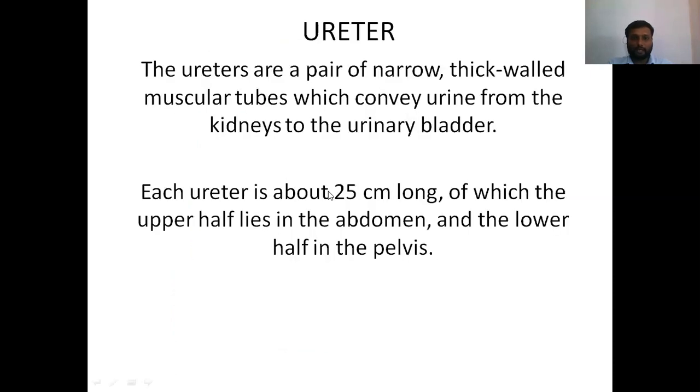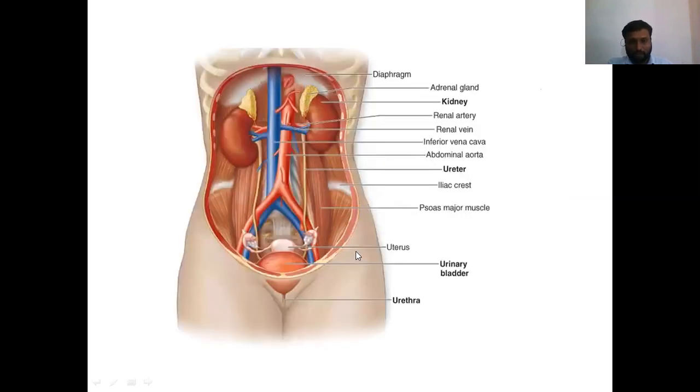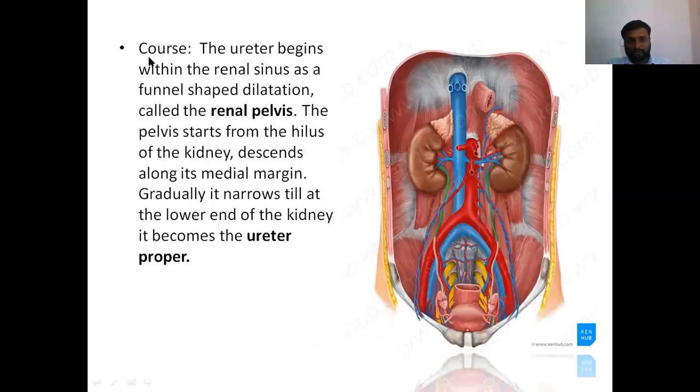Now we'll see the definition. Ureters are a pair of narrow, thick-walled muscular tubes conveying urine, extending from kidney to urinary bladder. The length is around 25 centimeter. Its upper part is seen in the abdomen and lower part in the pelvis. So that point is clear, the introduction is clear. Now we'll see the course, how it runs.